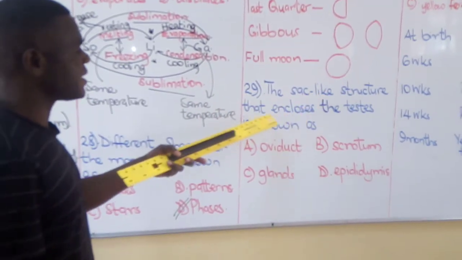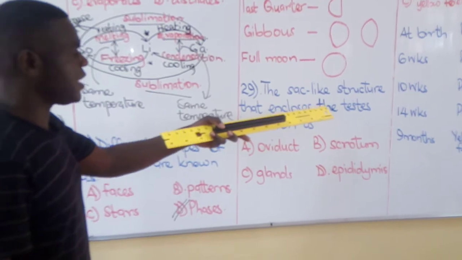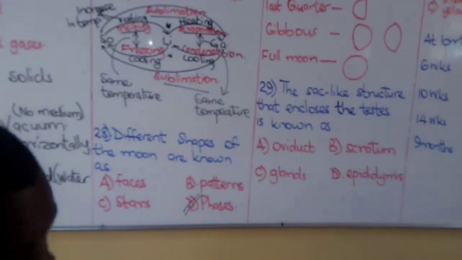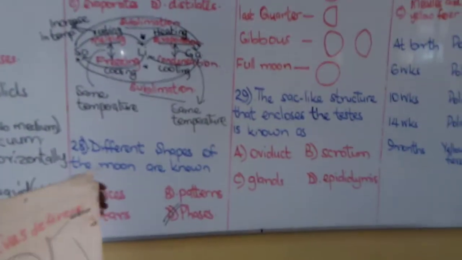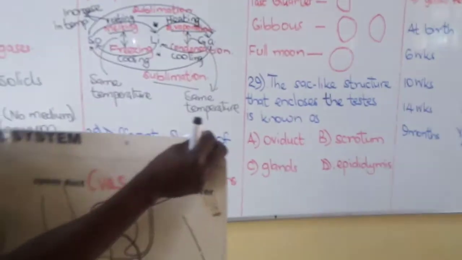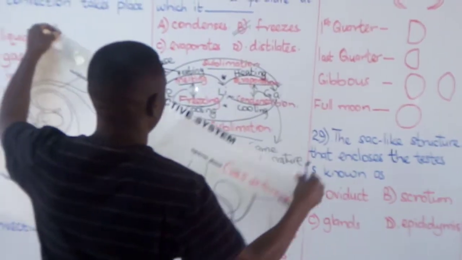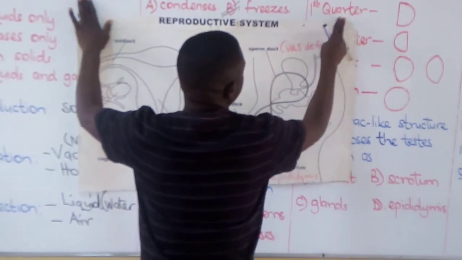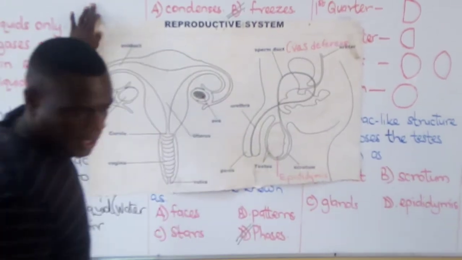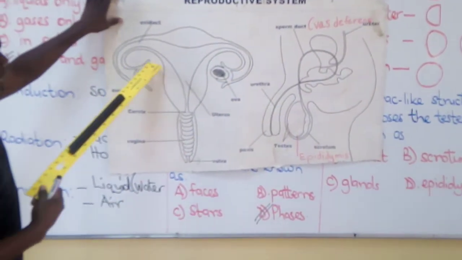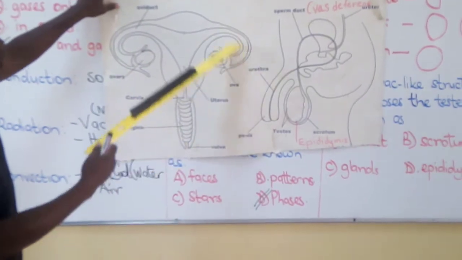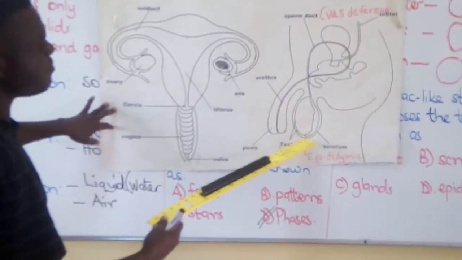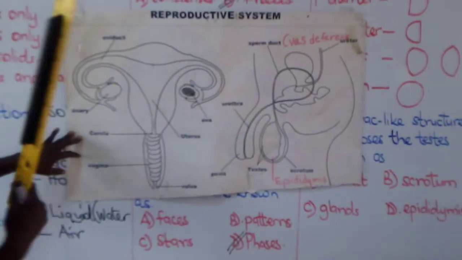29. The sac-like structure that encloses the testes is known as dash. We have to refer to the reproductive organs, the male reproductive organs. We will still have to observe them all. Now, this is the female reproductive organ. And this is the male reproductive organ.